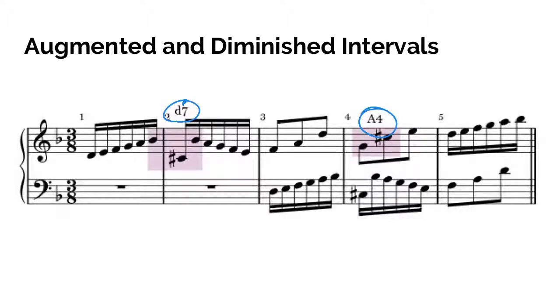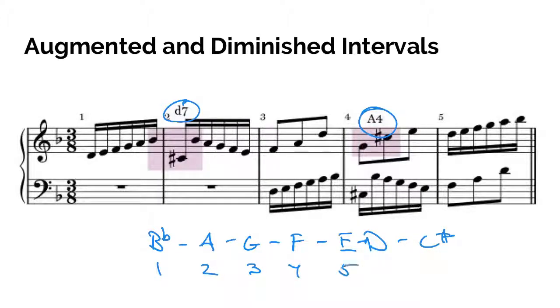So let's think about it this way. So we have B flat, A, G, F, E, D, and C sharp. Okay. So this interval, so from here is 1, 2, 3, 4, 5, 6, 7. Okay. So yes, it's an interval of a seventh.